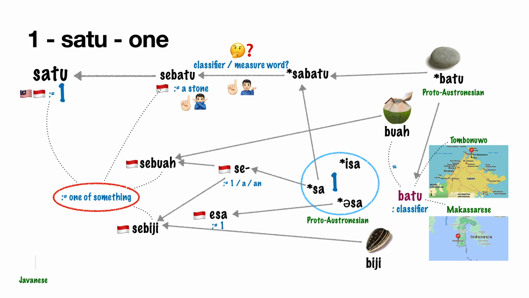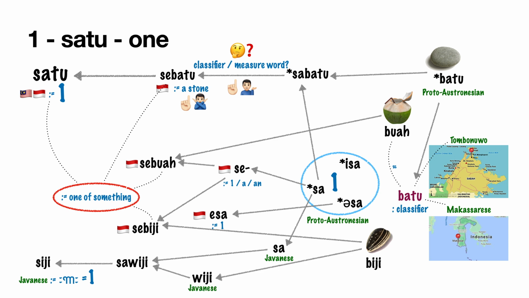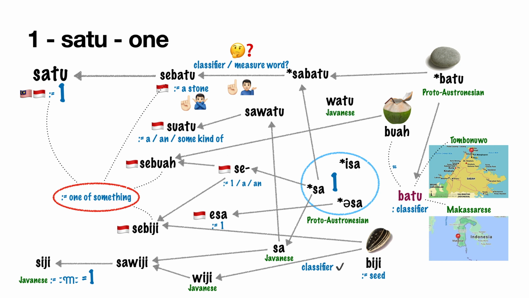Also in Javanese, the word siji means one. It comes from the word sawiji, from sa and wiji. Wiji itself comes from a classifier word biji, from a word meaning seed. Moreover, the Indonesian word suatu, which is an Indonesian indefinite article like a or an in English, but for abstract or conceptual nouns, comes from the word sawatu, which comes from sa and watu, which also came from the word batu. So from here we can see that satu and suatu are also related.